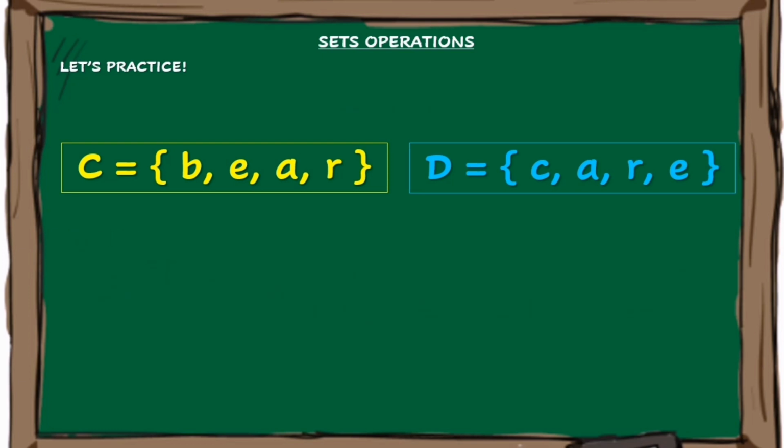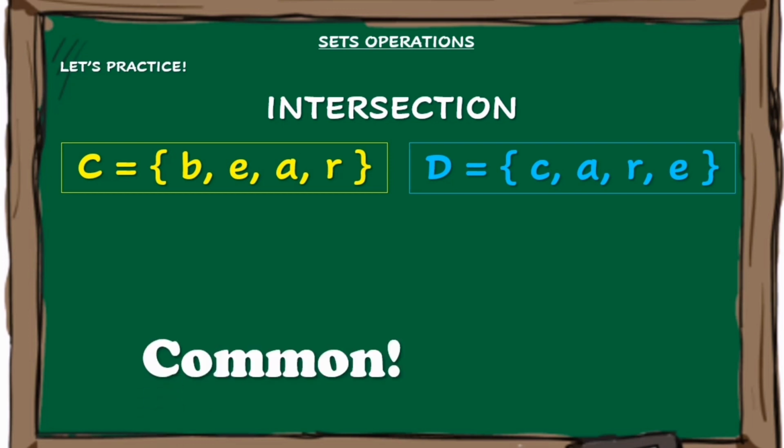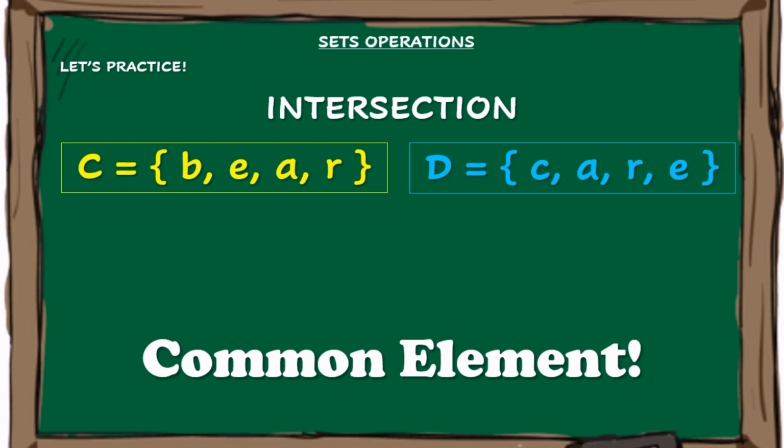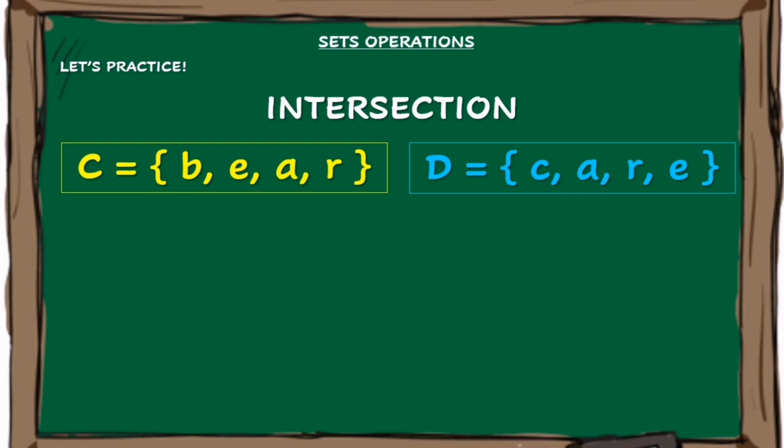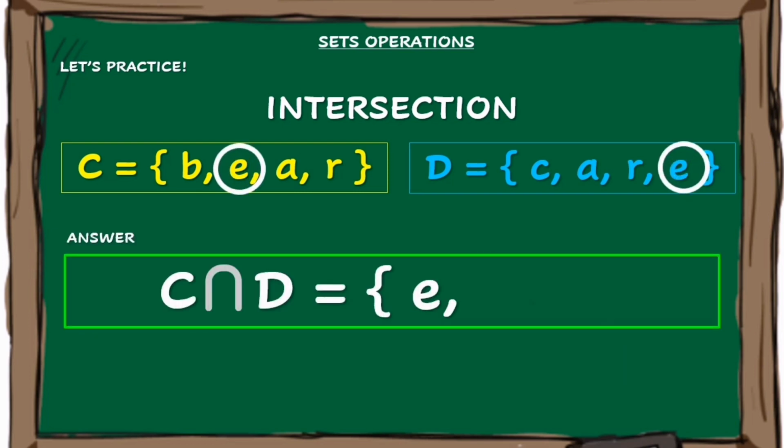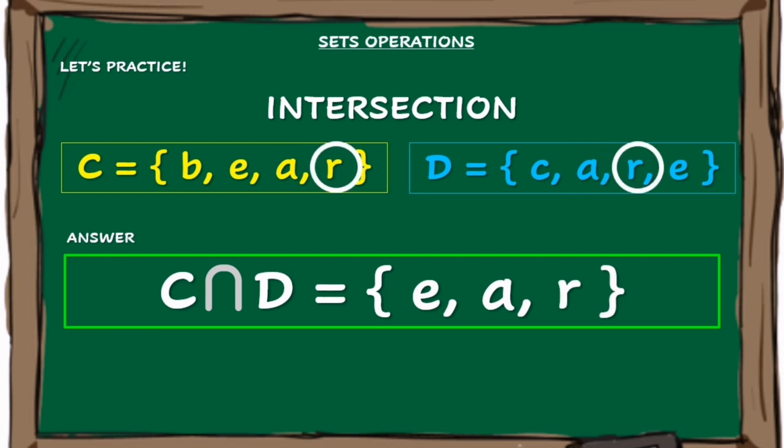What about the intersection of set C and D? Do you still remember the keyword? It starts with letter C. Common. Common element. What are the common elements of set C and D? These are the letters E, A, and R. That's the intersection of set C and D.